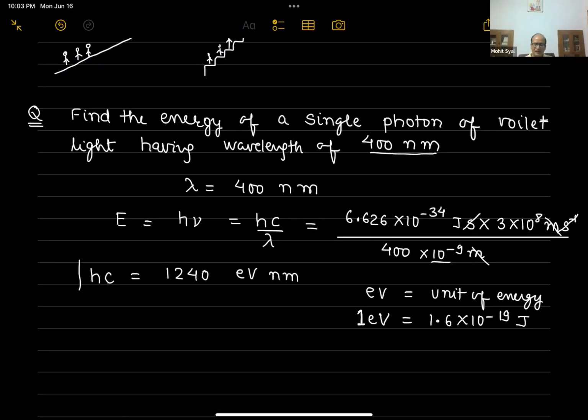And hc, the combined unit of h and c, is 1240 electron volt nanometer. This is a very good number, 1240. But you have to be careful about the units. These are not in joules. Will you remember it? Otherwise you have to struggle if you want to get into joules and meter per second. If you go by the standard units, you have to struggle with all these values. Is it clear?